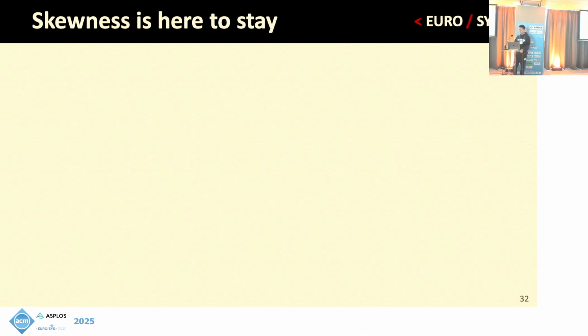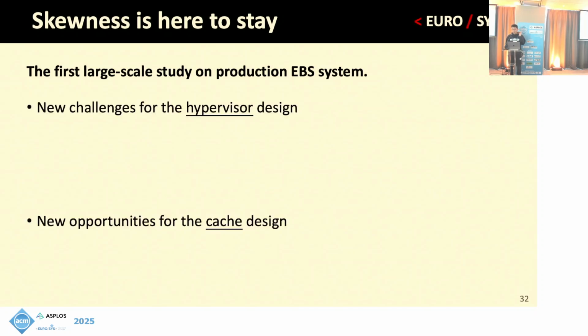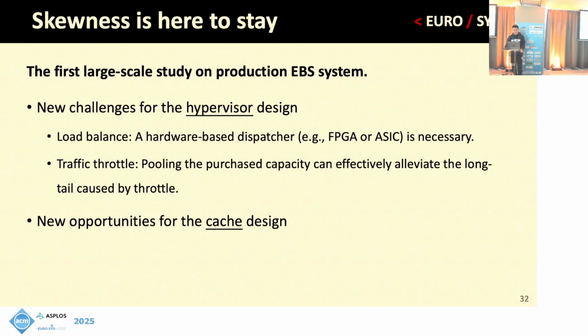Finally, here is the summary of our work. This is the first field study conducted on a large-scale production EBS system. We have highlighted new challenges and opportunities in dealing with the skewed traffic in EBS. We focus on the load balancing and the traffic throttle inside the hypervisor, as well as the caching across the EBS pipeline.